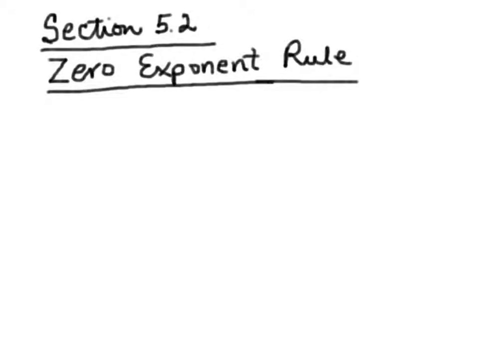We're starting a new section, section 5.2, and we're going to deal with what happens when you have exponents that are 0. So let's start. Let's say that we have a number. We're going to represent it with a, and it's raised to the 0 exponent. The simple rule is that anything raised to the 0 power is just 1. So that's a rule that you need to memorize.